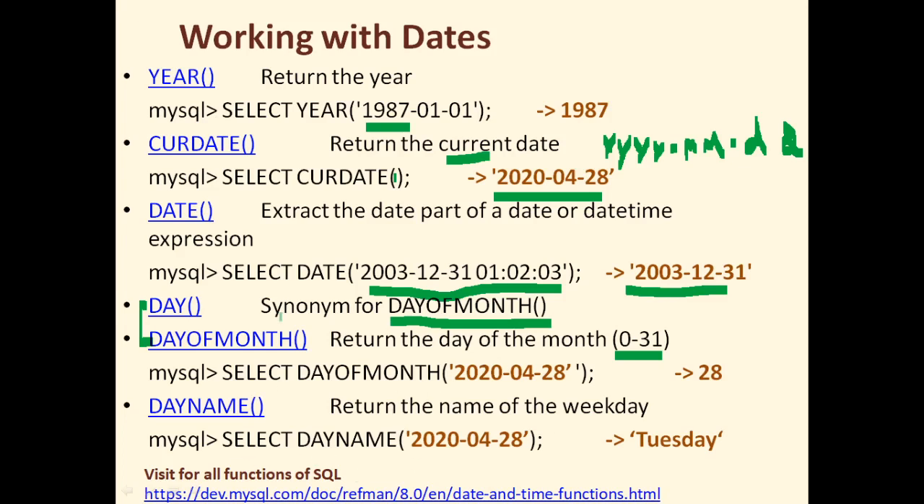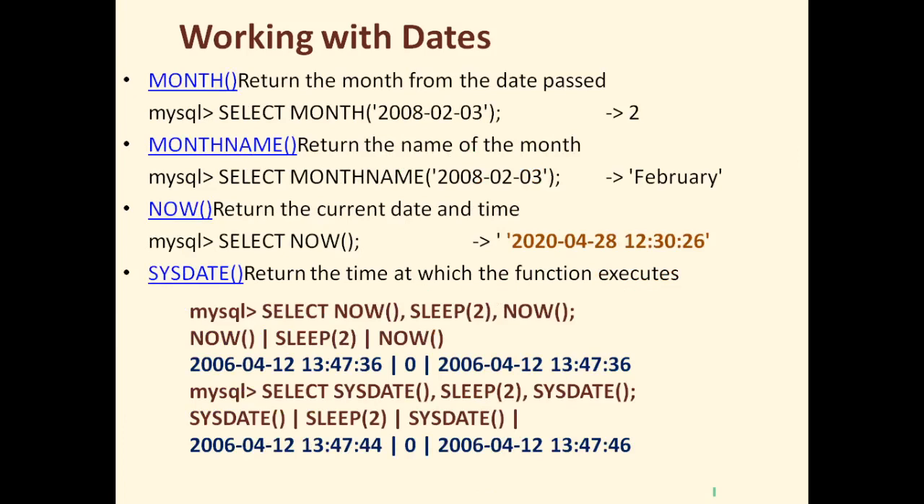Then we have the dayname function. The dayname function returns the name of the weekday. So in dayname, whatever date you give as an argument, the day of that date is given as an output. There is a grand list of SQL functions, and you can always see them on the website I have provided here. It is dev.mysql.com. In this website, many functionalities of SQL are provided. Let us see a few more functions here.